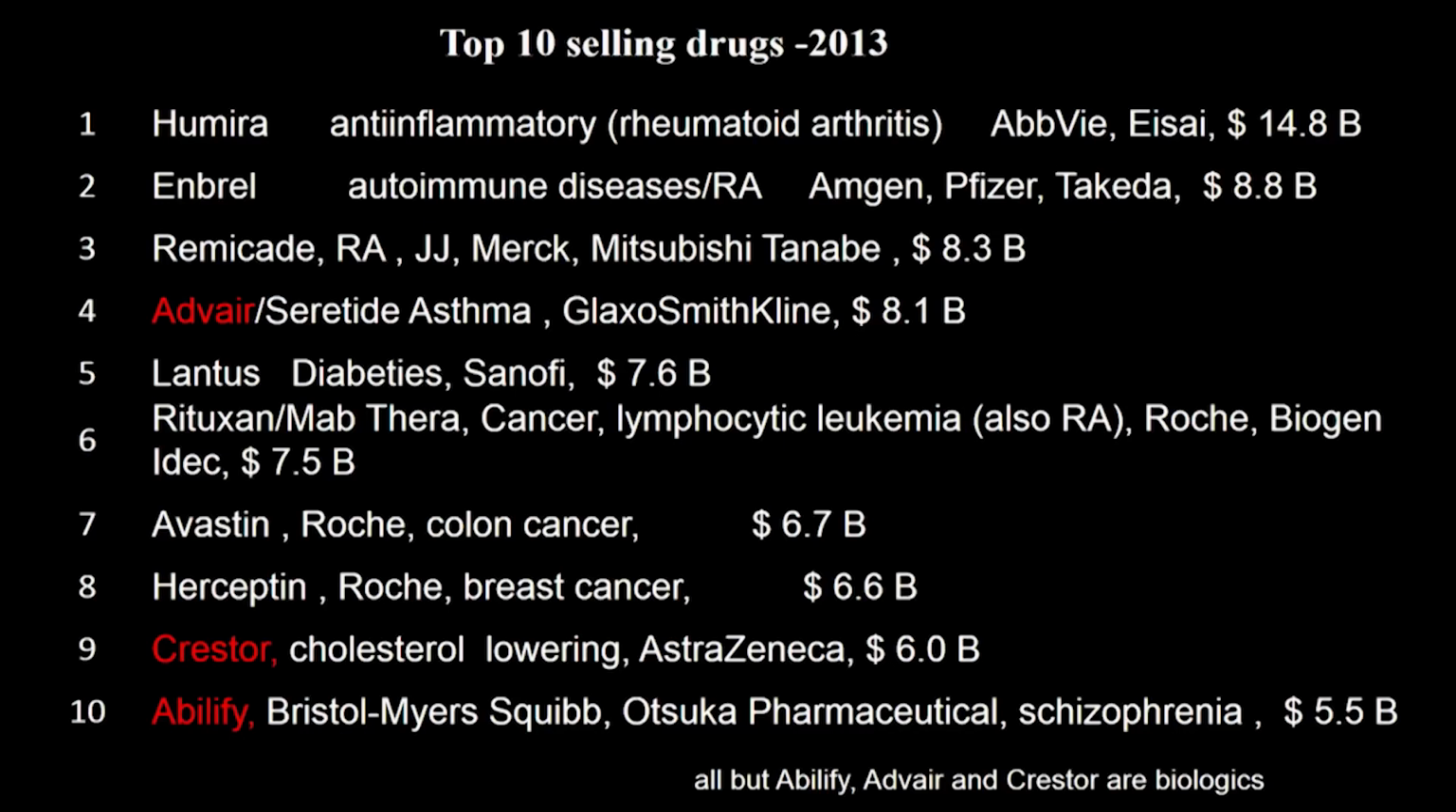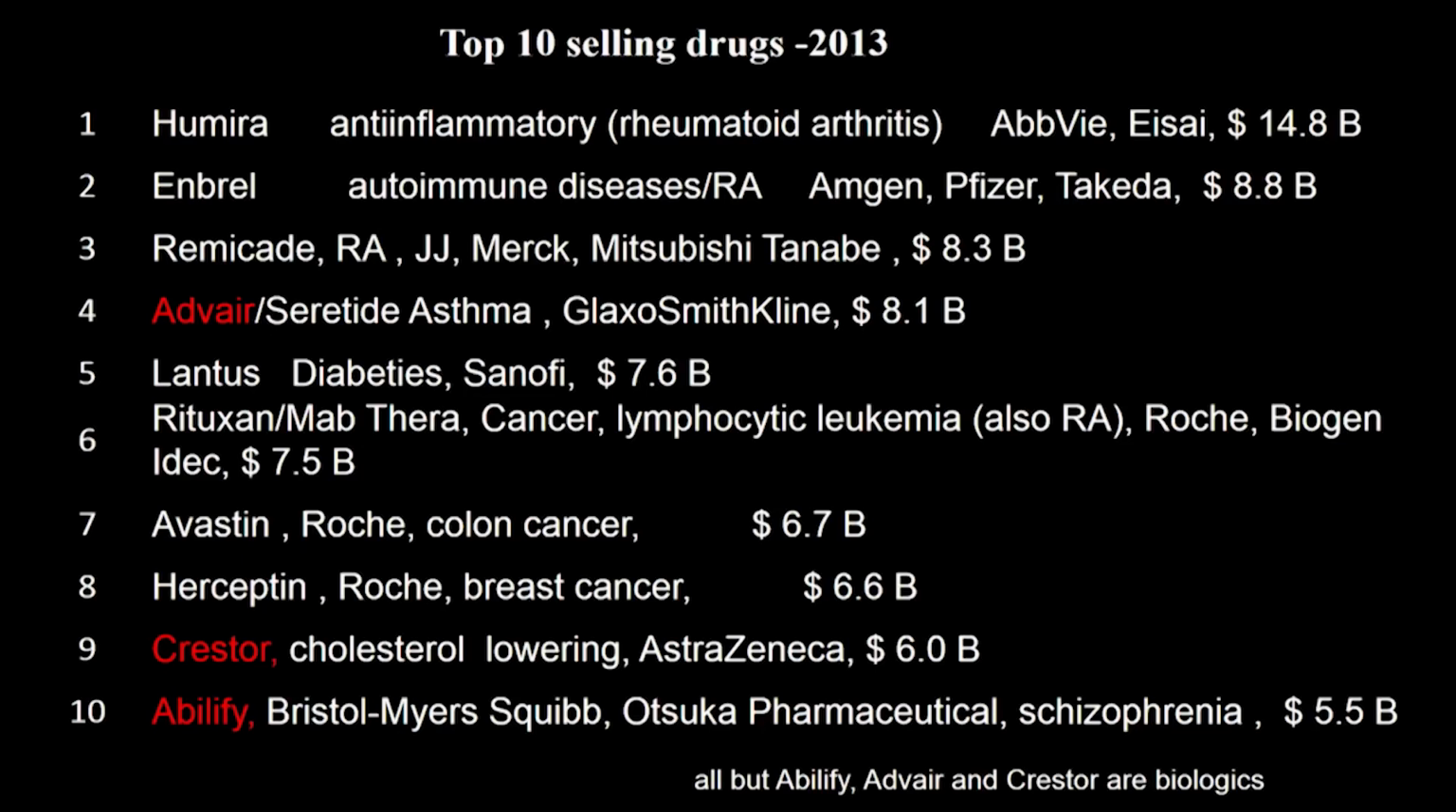Then this is also something to do with arthritis, an autoimmune disease, manufactured by these companies, that's also very big. Then comes a third compound, which is also for rheumatoid arthritis. Then we have drugs for asthma, diabetes, cancer, so several drugs for cancer, and then cholesterol lowering drugs, and so on. So all these top selling drugs as of 2013 are in the range of 14 billion going right down to 5.5 billion sales.